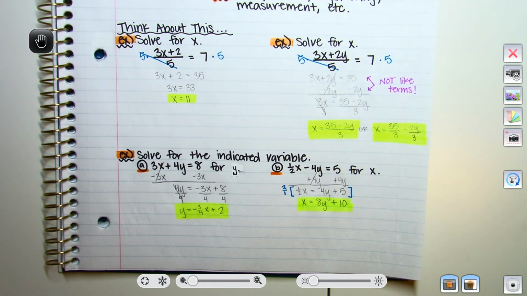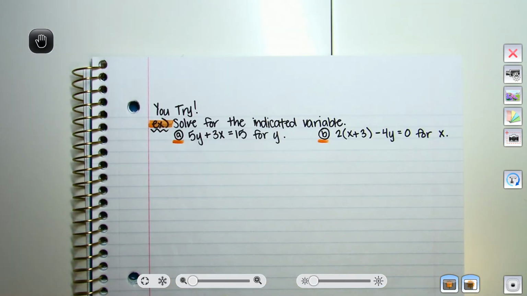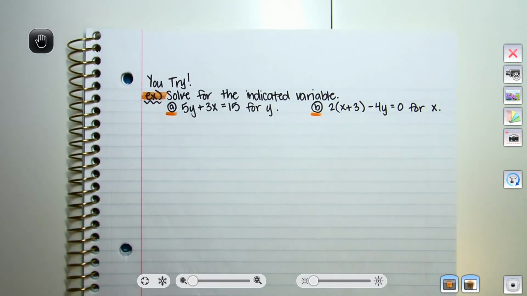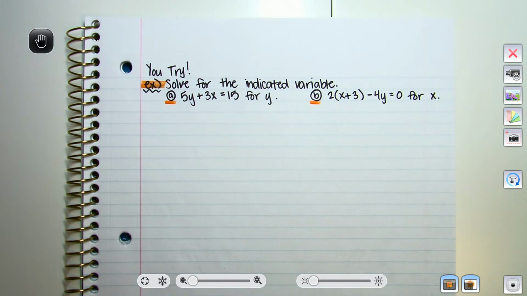All right, let's move on to another example. For this next example, I want all of you to try these 2 problems on your own. So same idea, you're going to solve for the indicated variable, and I give you 2 examples and tell you what letter you are solving for.